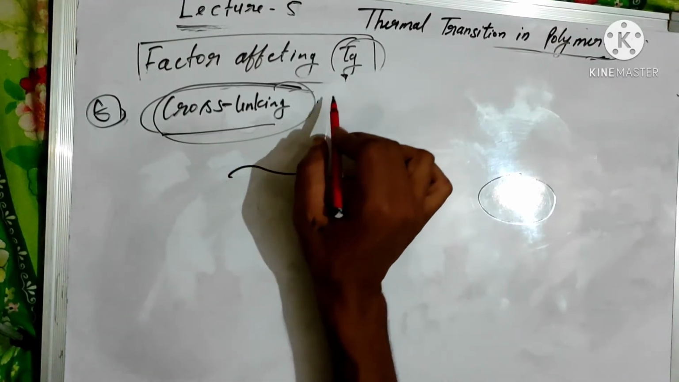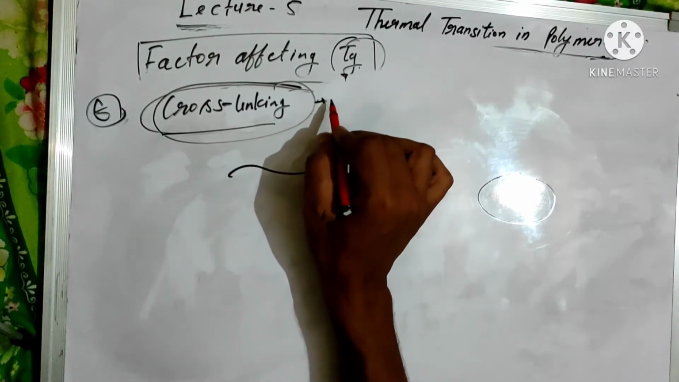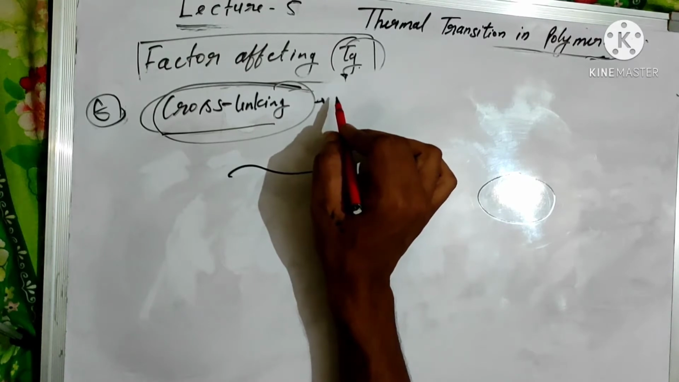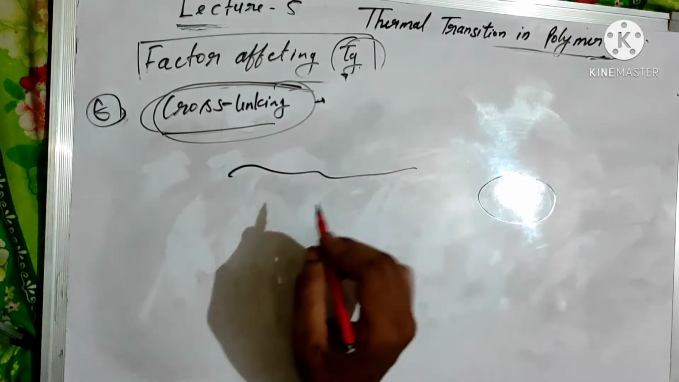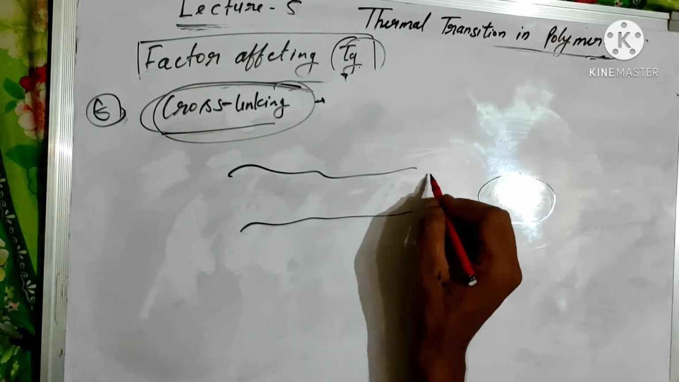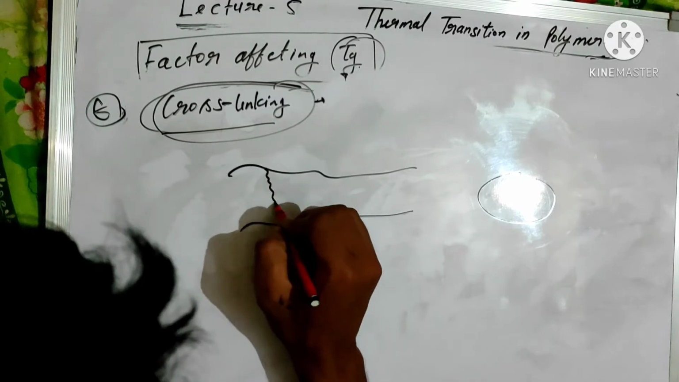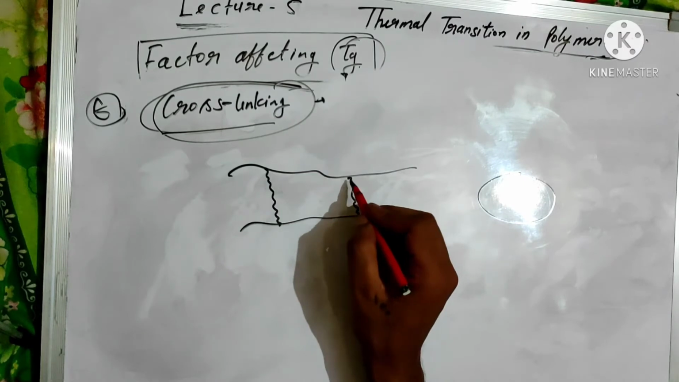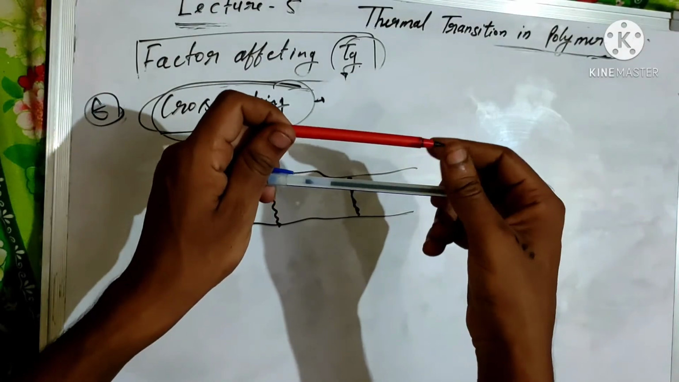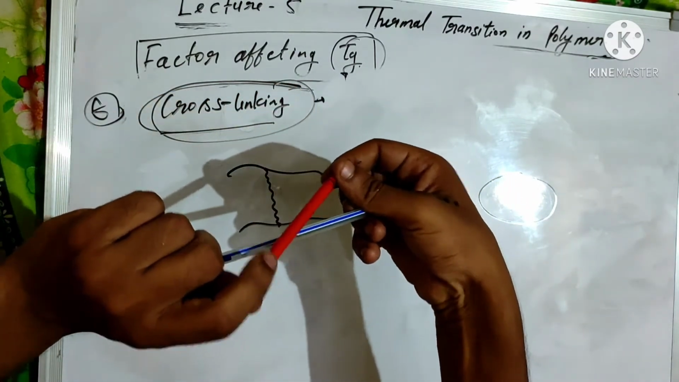The cross-linking of the polymer also affects the glass transition temperature of the polymer. When increasing the cross-linking between the two polymeric chains, their backbone rotation is restricted. That's why their flexibility will be reduced and the glass transition temperature will be increased. Consider these are the two main polymeric chains of the thermoplastic polymer. When we induce cross-linking between these polymeric chains, this polymer does not move. These are the two polymeric main chains. You can see here you can rotate at any time.